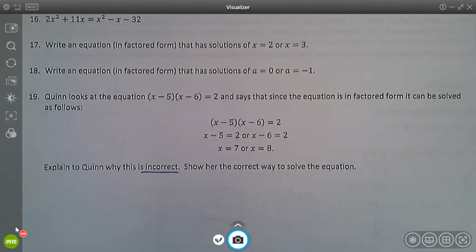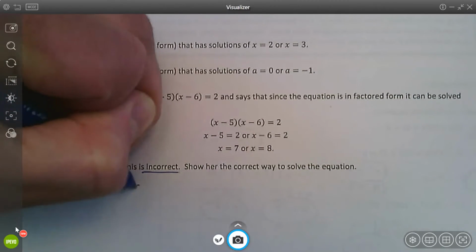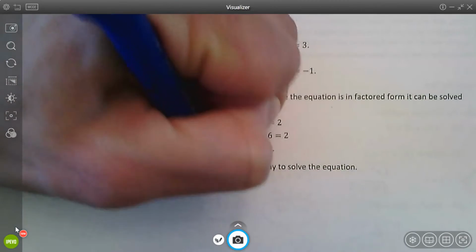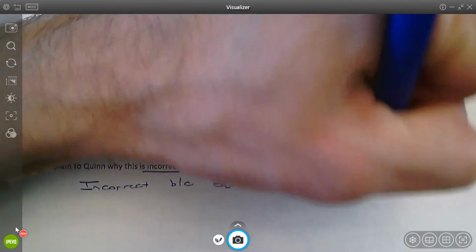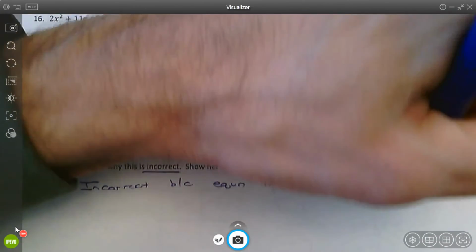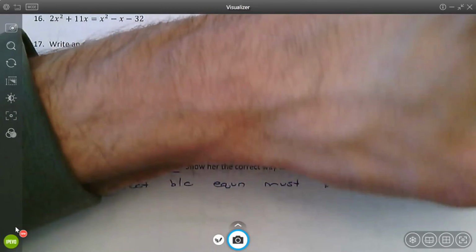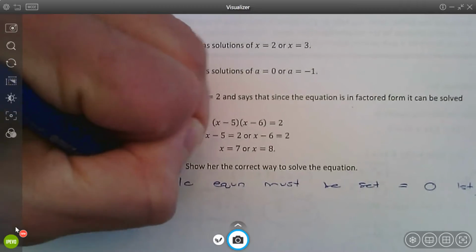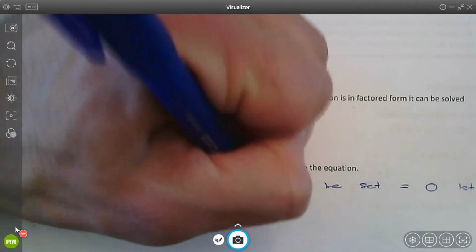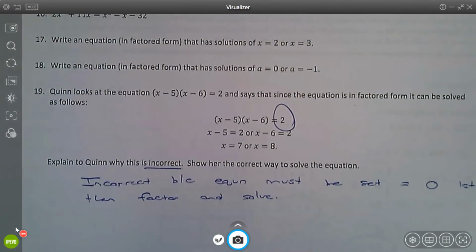Well, she's incorrect because the equation must be set equal to 0 first. Then you can factor and solve. So she did not use the zero product property because this was not equal to 0, it was equal to 2.